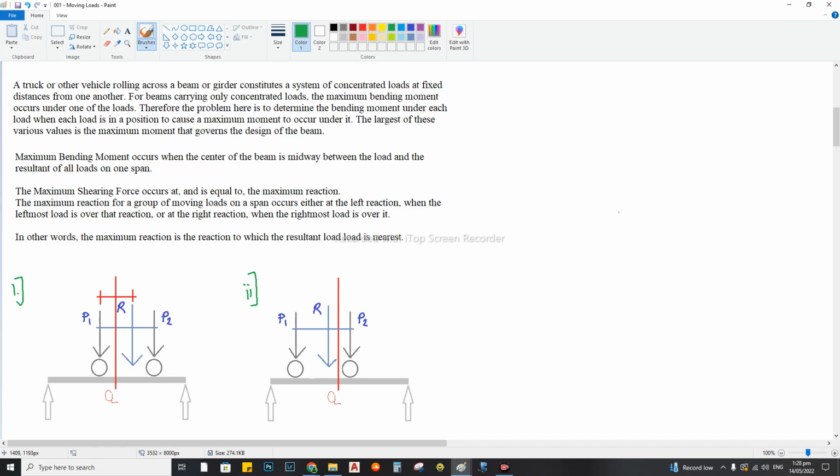Okay, asa na ta? So a truck or other vehicle rolling across a beam or girder constitutes a system of concentrated loads at fixed distances. The problem here is to determine the bending moment under each load when each load is in a position to cause a maximum moment to occur under it. The largest of these values is the maximum moment that governs the design of the beam.